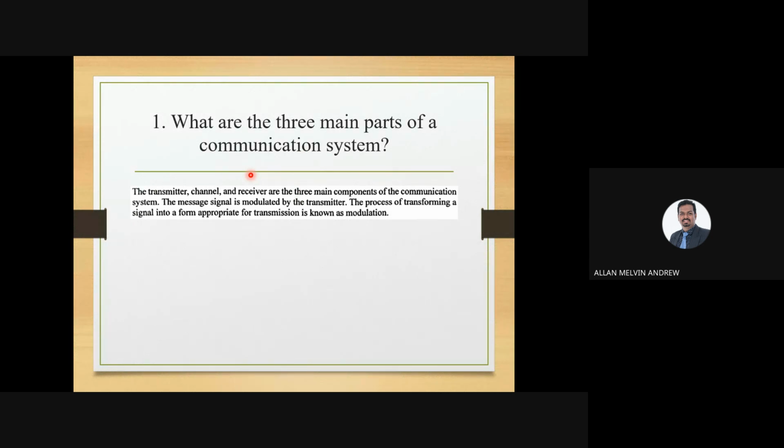What are the three main parts of a communication system? Explain it properly. Always see how many marks are given. If it is 5 marks or 4 marks, explain more. If it is 1, 2, or 3 marks, you can give a moderate answer. So that's for the first one.